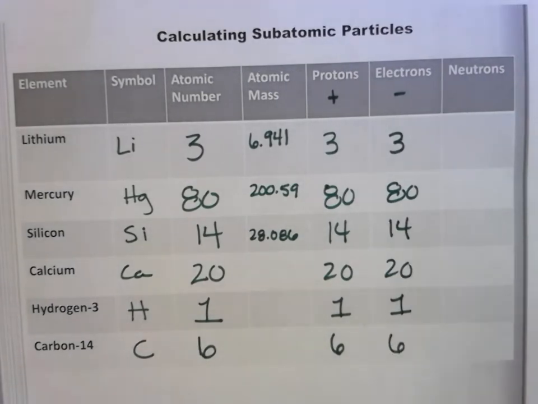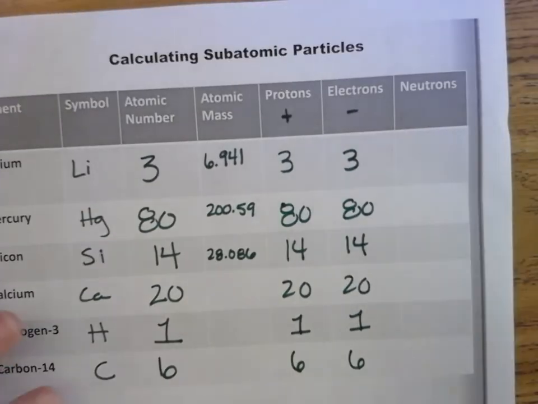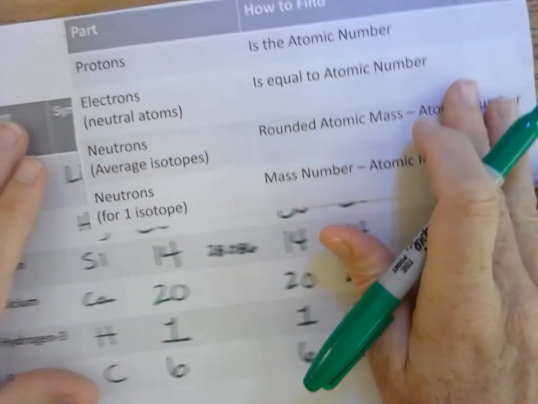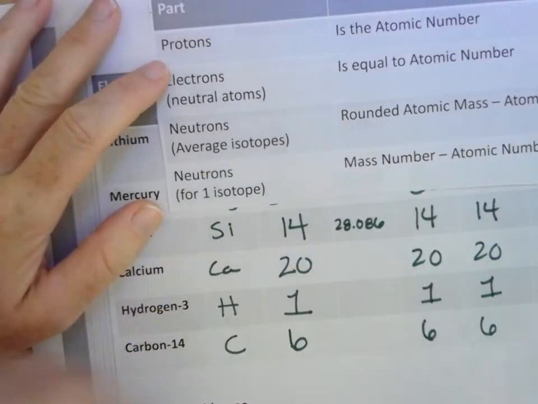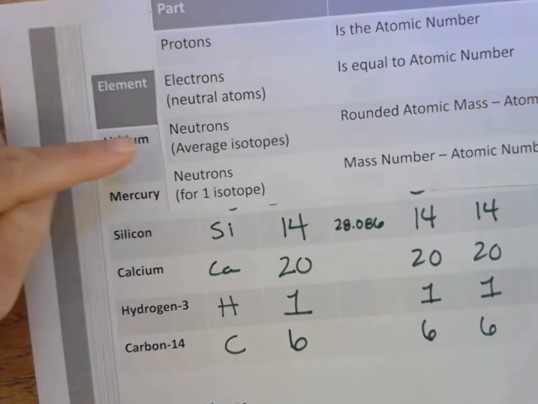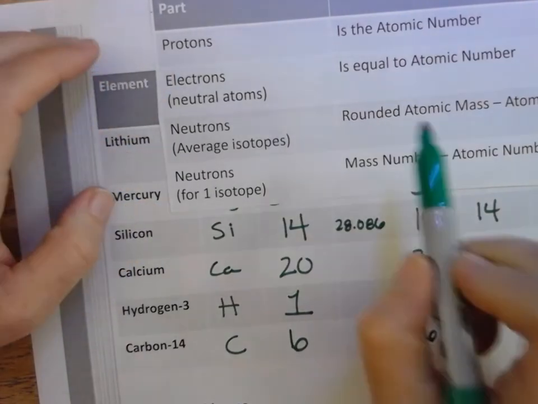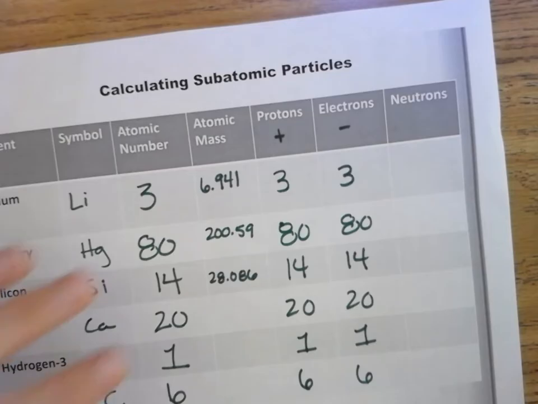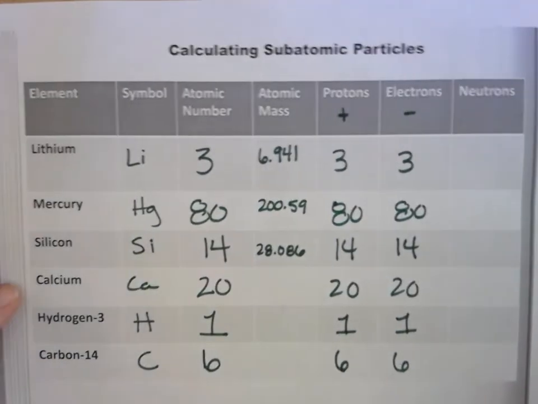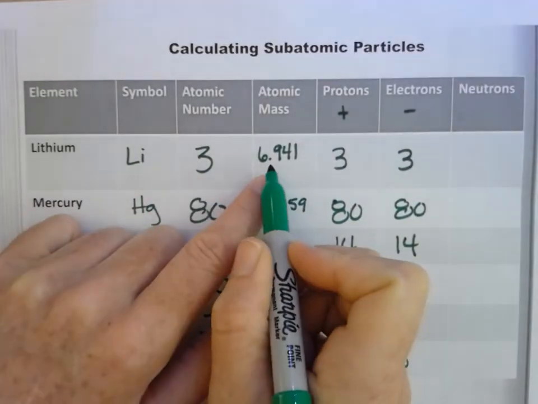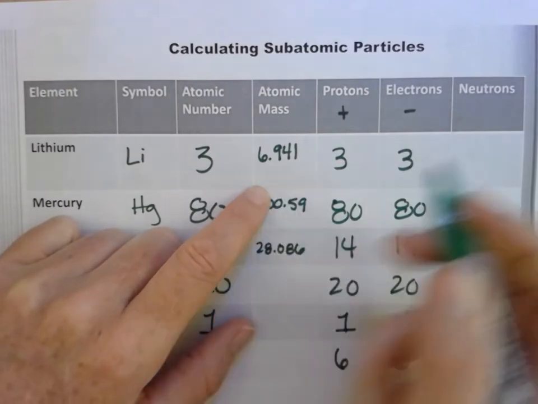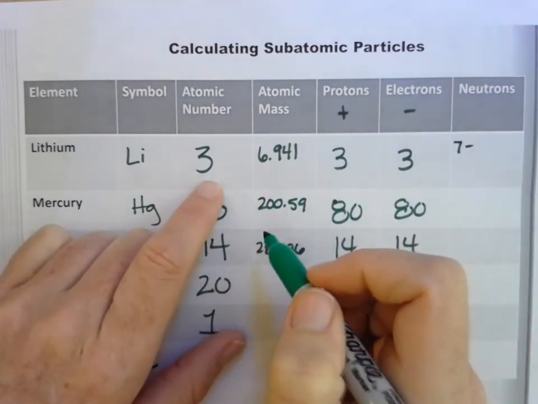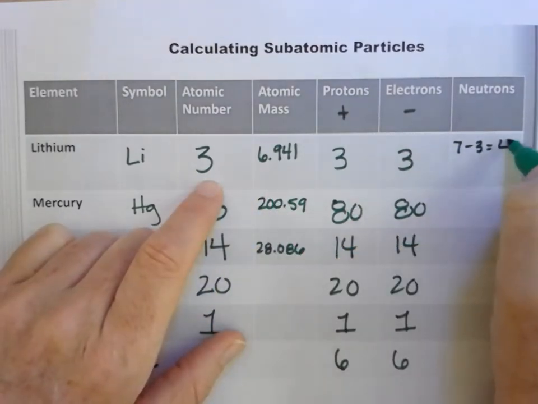The last one, you have to do a little bit of math. So neutrons right here. For neutrons, when we're looking for the neutrons of elements where we're averaging all the isotopes together, we're going to round the atomic mass and subtract the atomic number. So for lithium, here's the atomic mass. I'm going to round it. So 6.941 rounds to 7, and I'm going to subtract the atomic number, 3. So my answer is 7 minus 3 is 4 neutrons.